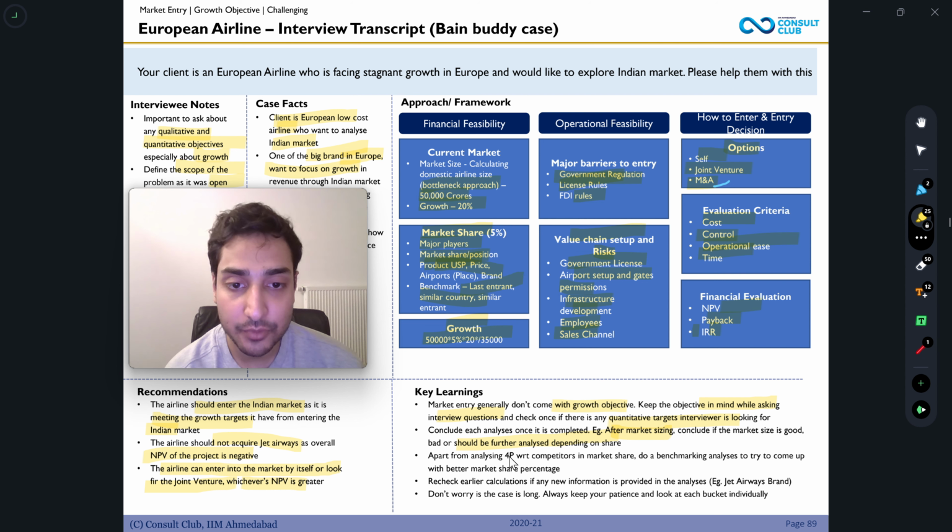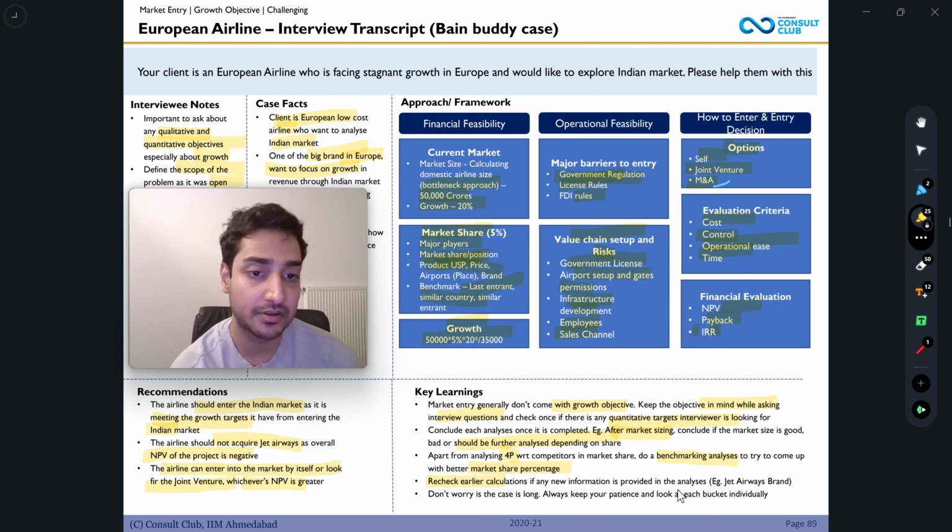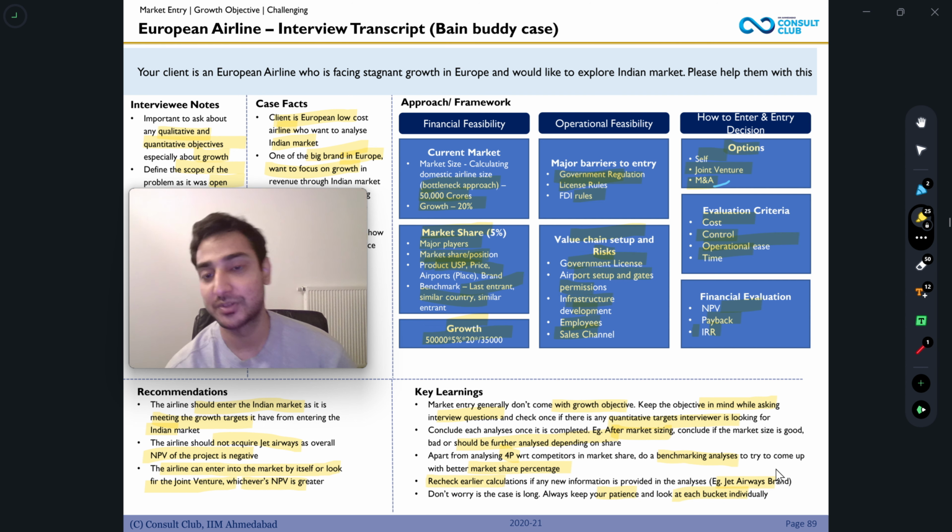Apart from analyzing 4Ps with respect to competitors in market share, do a benchmarking analysis and try to come up with a better market share percentage. Recheck earlier calculations if any new information is provided in the analysis, for example the Jet Airways brand. Don't worry if the case is long. Always keep up patience and look at each bucket individually.